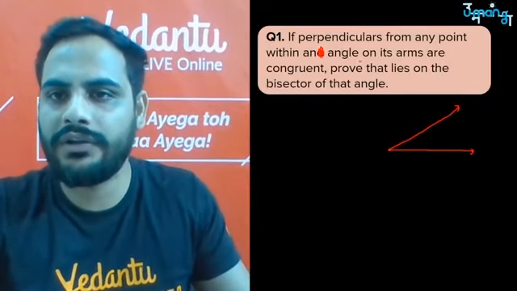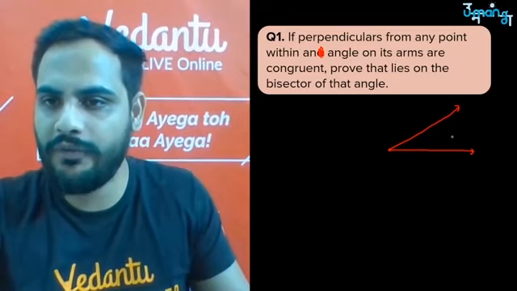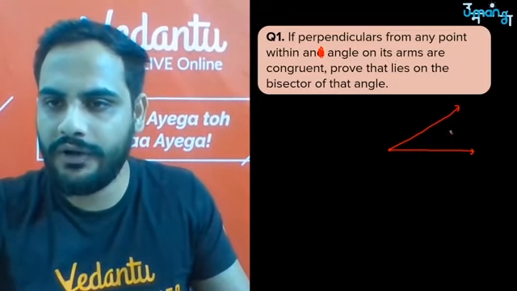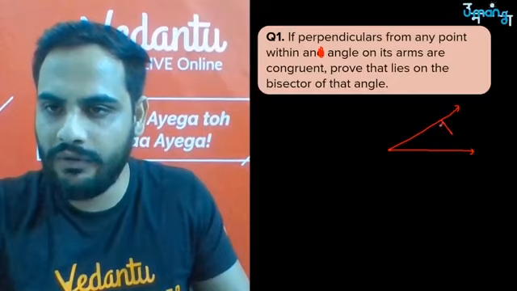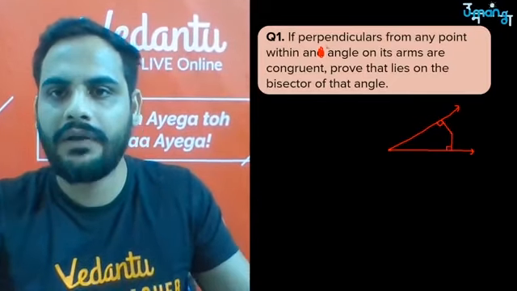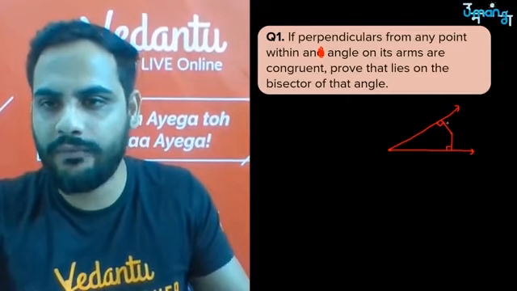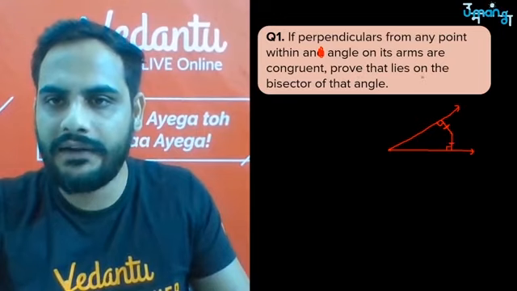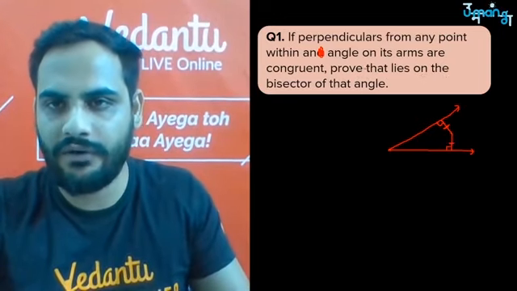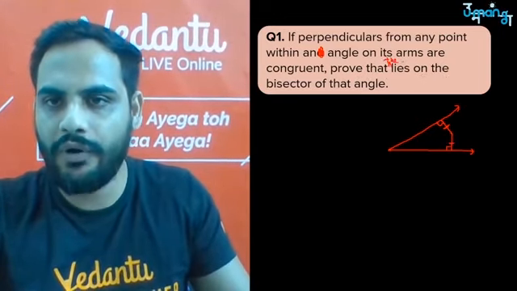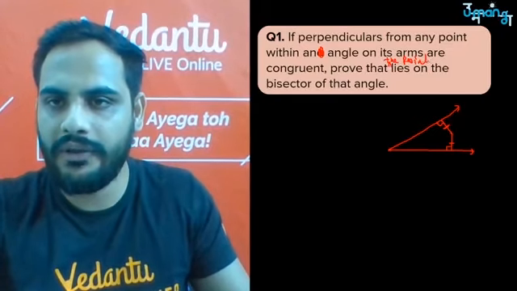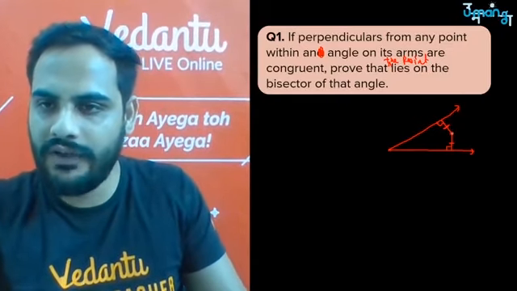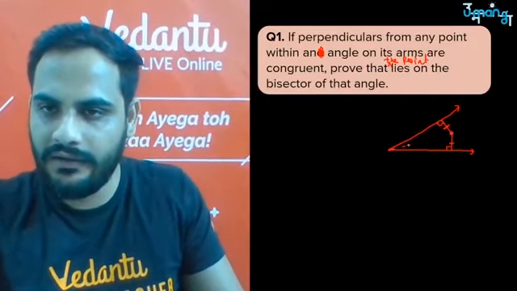and what you are doing is drawing a perpendicular from any point within. Suppose from this point you are drawing a perpendicular on this arm and here you have drawn a perpendicular on this arm. What they are saying is that the perpendiculars on its arms are congruent, so both the perpendiculars are equal. Prove that the point lies on the bisector of the angle. I have to show that this point lies on the angle bisector.